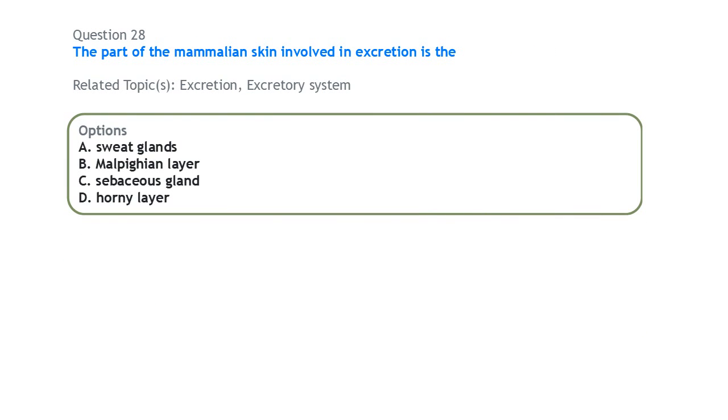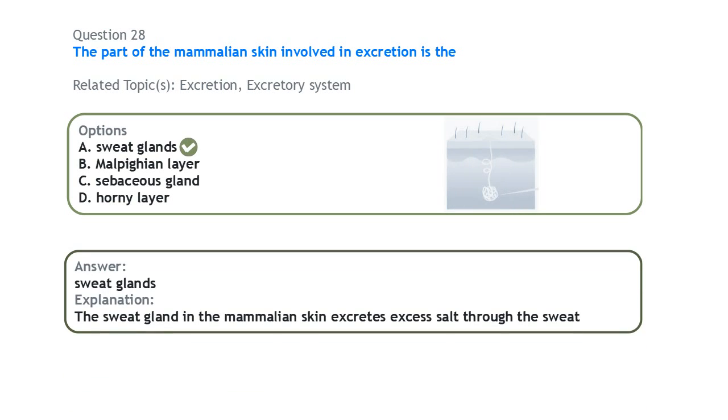Next, on excretion, the part of the mammalian skin involved in excretion is the sweat gland. Okay, that is where the sweat is produced. And the sweat basically contains water and some salt, like excess salt in the body. So the skin is in a sense an excretory organ.